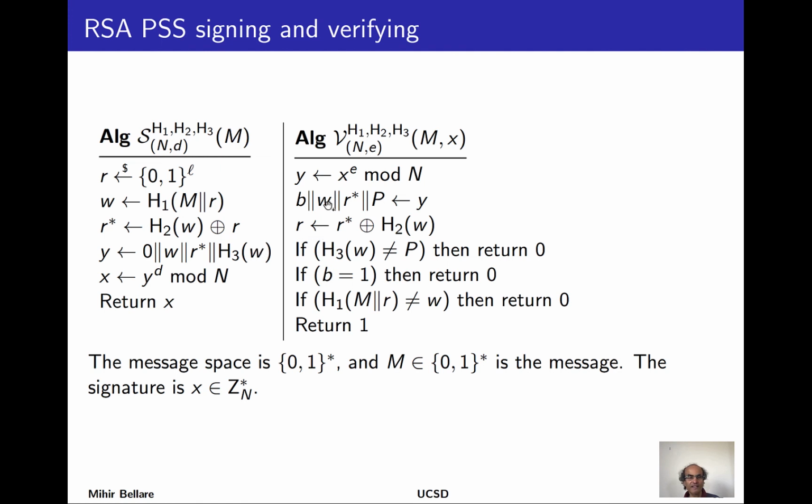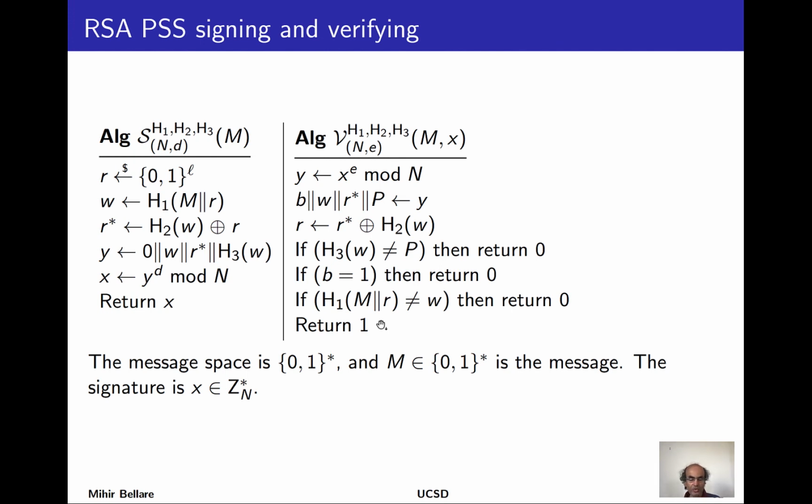In order to check that W is the hash of M and R, we need to recover R. We can do that by reversing this equation. So we compute H2 of W, XOR R star to it, and get back R. But then we check that the hash of W is equal to the last thing over here. And if that fails, we're going to return 0. Also, we want the first bit to be a 0, and otherwise we fail. And as long as all that is true, we finally check that indeed W is the hash of M and R. And if all the checks succeed, we return 1.